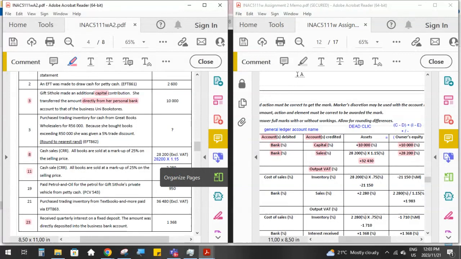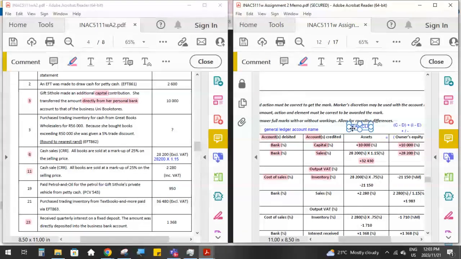So cost of sale is an expense account which increases when we make a sale, and inventory account is an asset account which decreases when we make a sale. So expense gets debited when it increases, and an asset gets credited when it decreases. Okay. Asset increases on the debit side, which means it will decrease on the credit side.